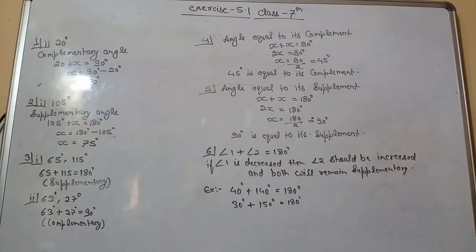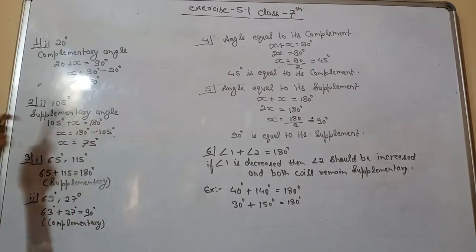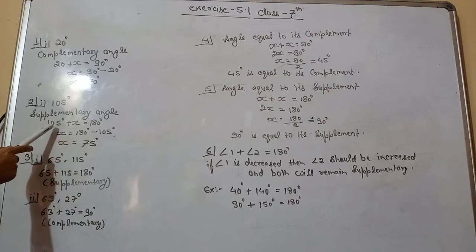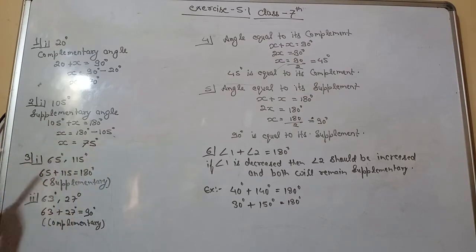Now question number 2. Find the supplement angle of each of the following angles. The first angle given is 105. The sum of two angles is equal to 180 in case of supplementary angles. So when we subtract the first given angle from 180, we will get the second supplementary angle. So that is 75 degrees. Okay.